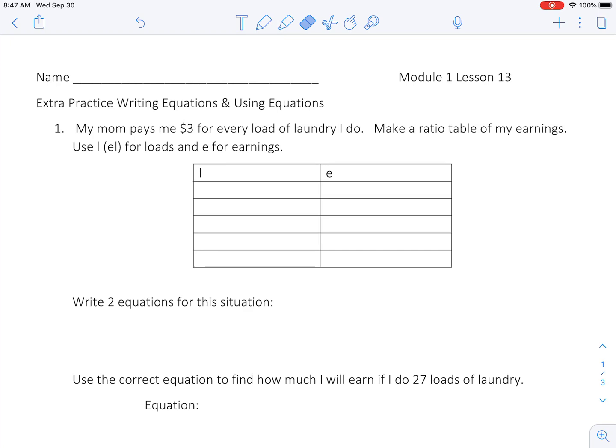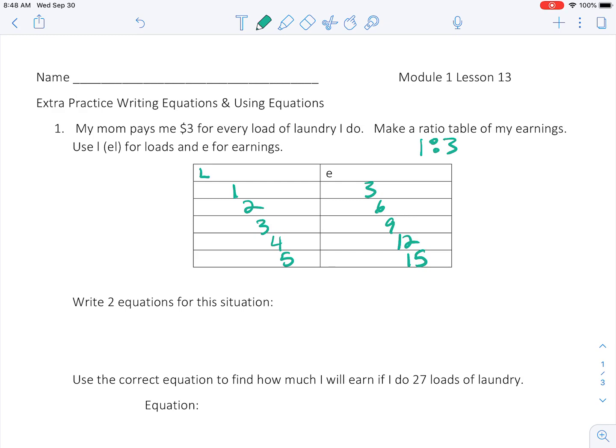Okay, so number 1 says my mom pays $3 for every load of laundry I do. Make a ratio table of earnings. Use L for loads and E for earnings. So on this table, I have loads to earnings. I'm going to make this a capital L just so we don't get confused. So for every 1 load, he makes $3. So our ratio is 1 to 3. And I'm going to complete this table. Loads is just counting up by 1s. Earnings is counting up by 3s.